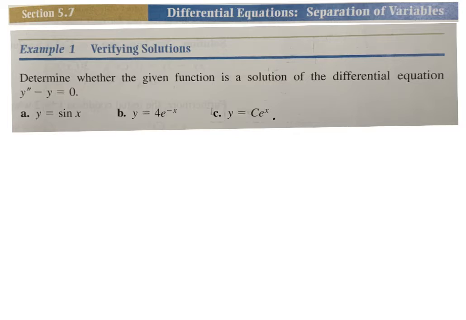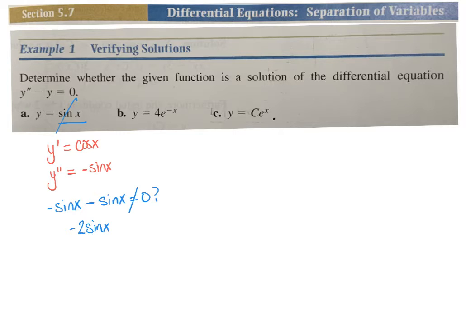So the first one, sine. What we're going to do is take the second derivative here. What's the first derivative of sine? Cosine. Just cosine. What's the second derivative then? So the derivative of cosine? Negative sine. So what they're saying is, does the second derivative, negative sine of x, minus the original sine of x equal 0? No, that's going to be negative 2 sine of x. It does not equal 0, so it is not a solution. That's all they're asking right here.